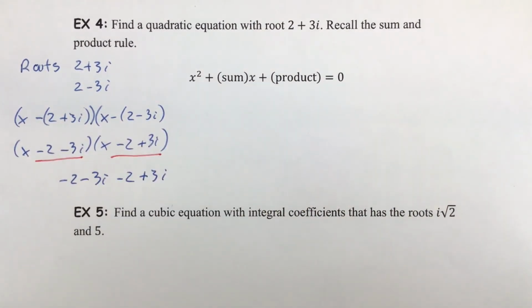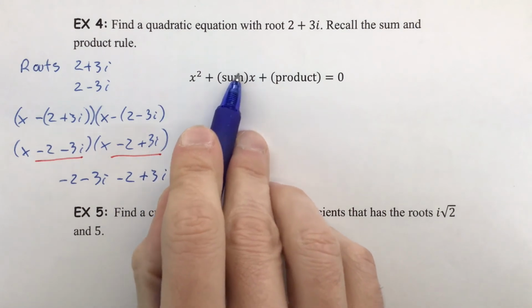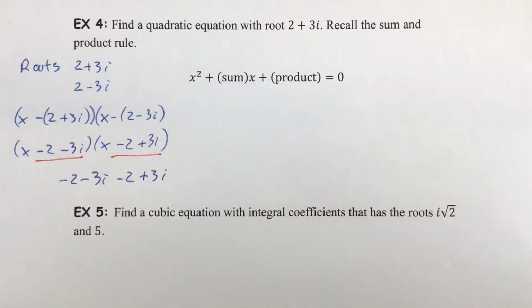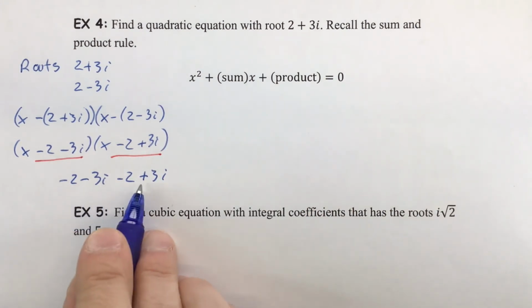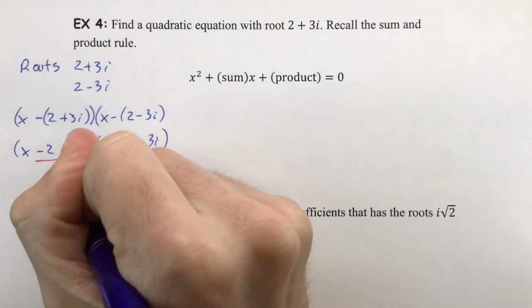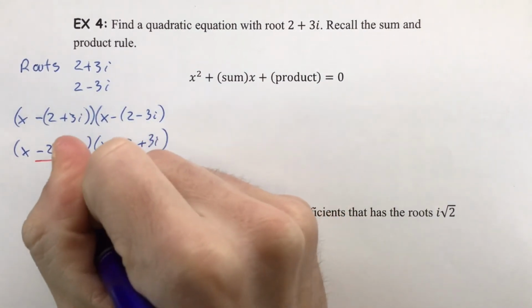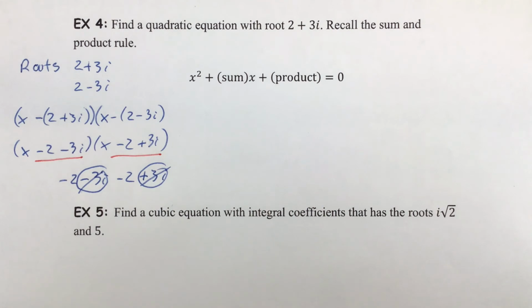When we add those together, we should get our sum, which is going to be that coefficient. The negative 3i and the positive 3i are going to cancel with each other. They cancel out, which is kind of nice because it removes the imaginary part. The result that we get is going to be negative 4.